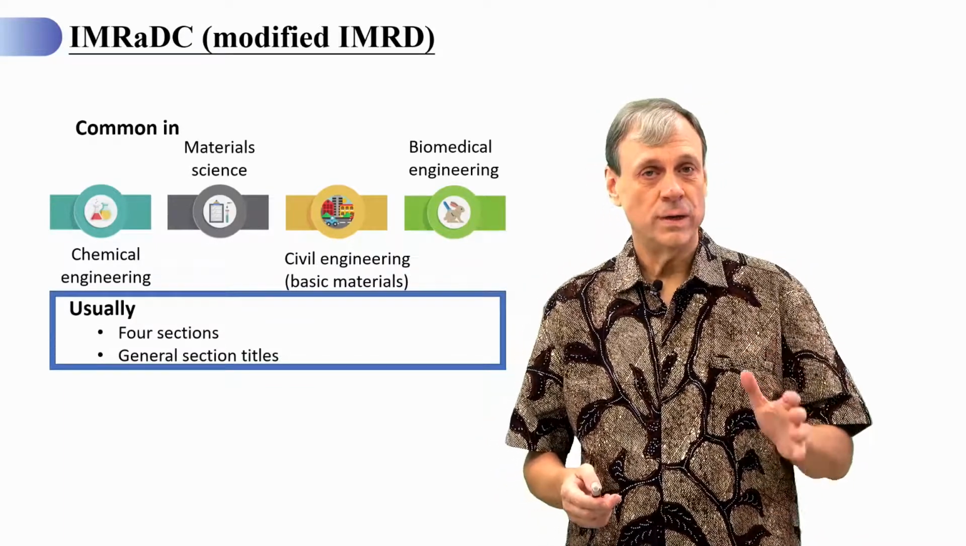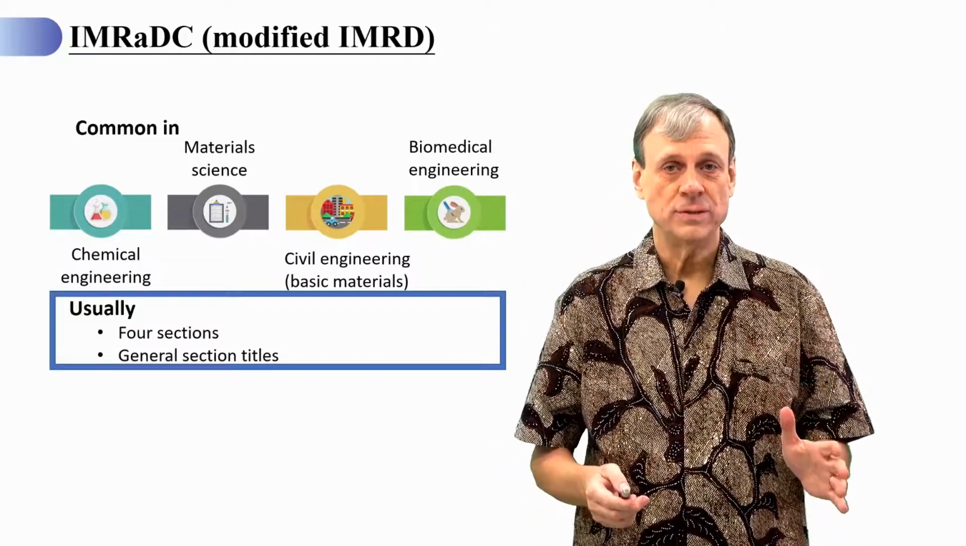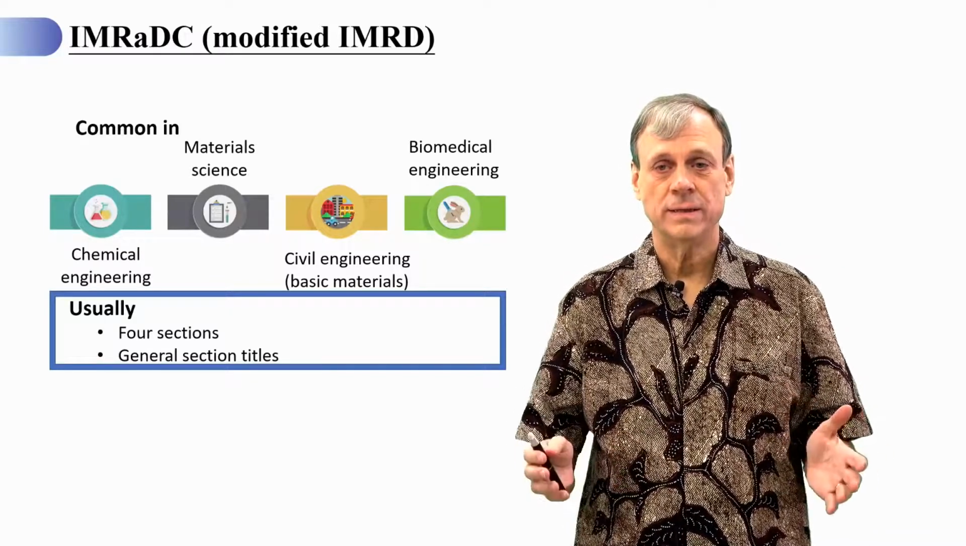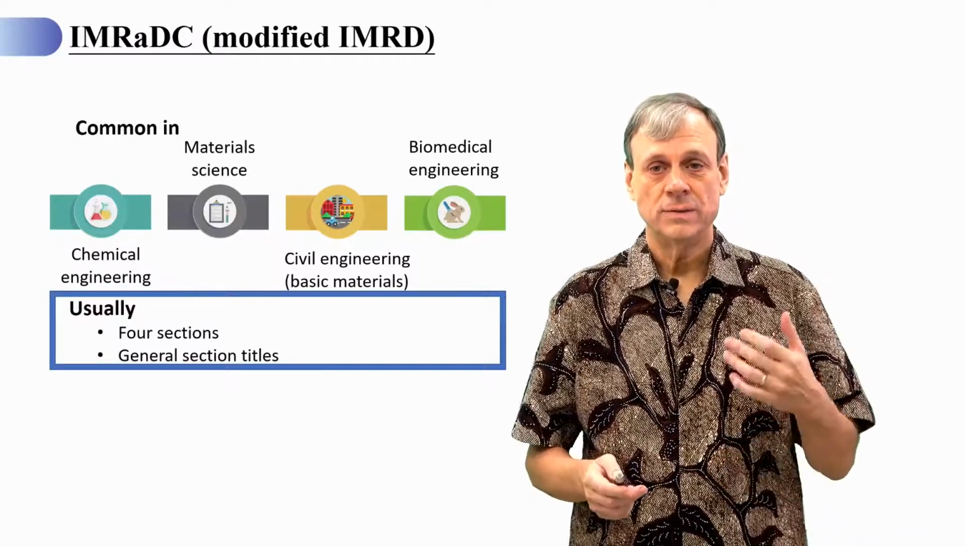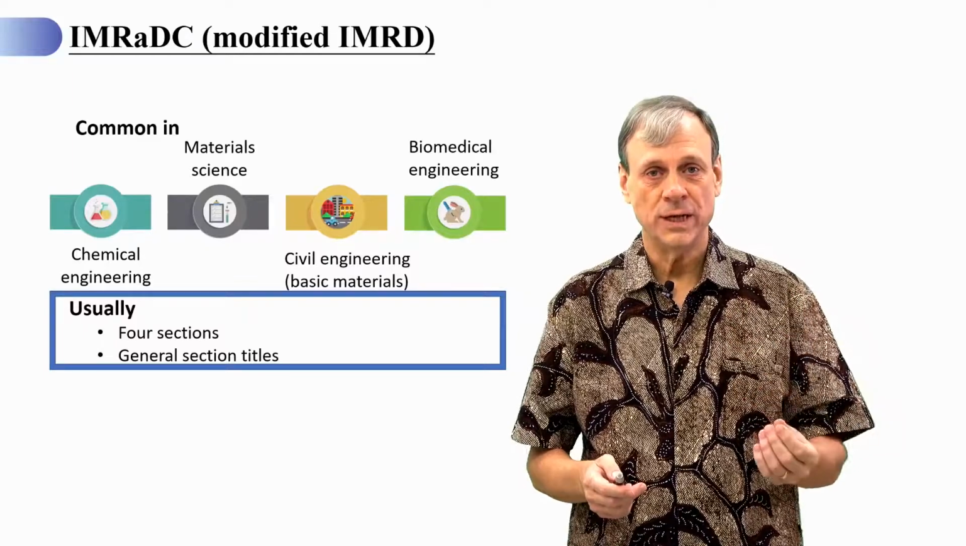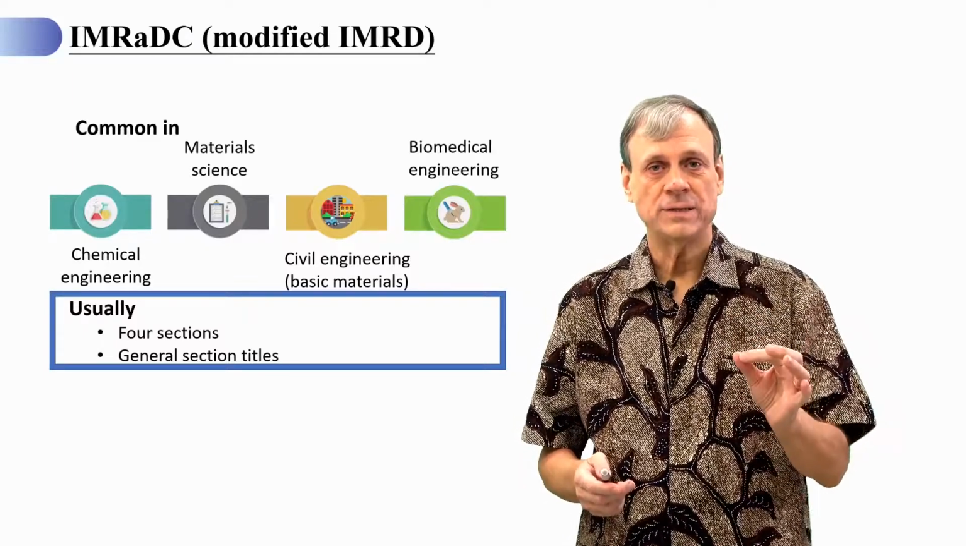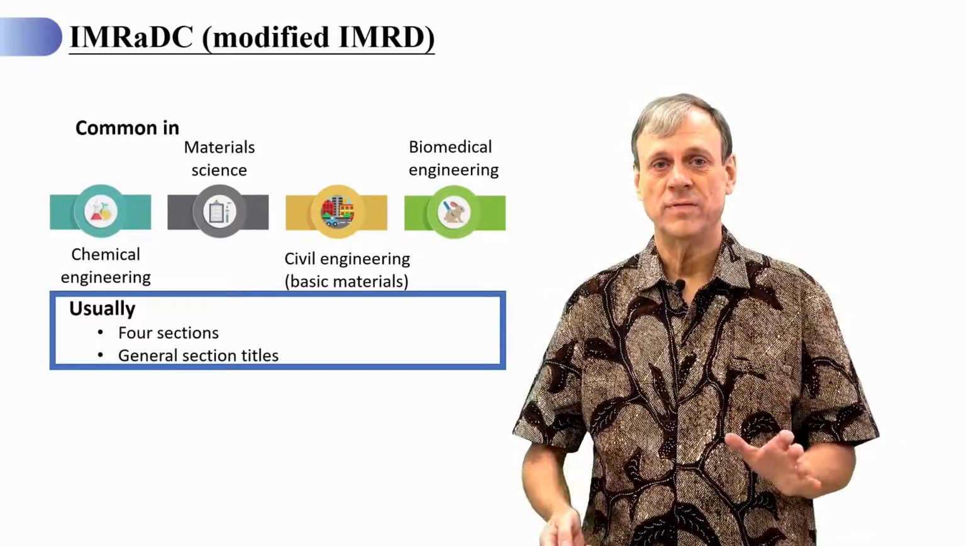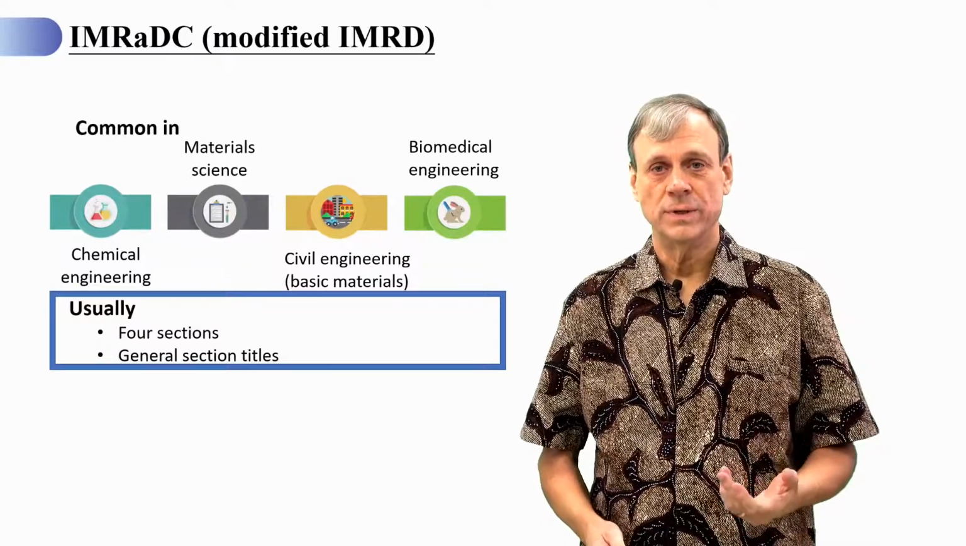And as we saw, it usually has four sections that are the same titles as the division titles. So the section titles are general. Even if they don't match exactly, they're very common from one article to another within a journal.